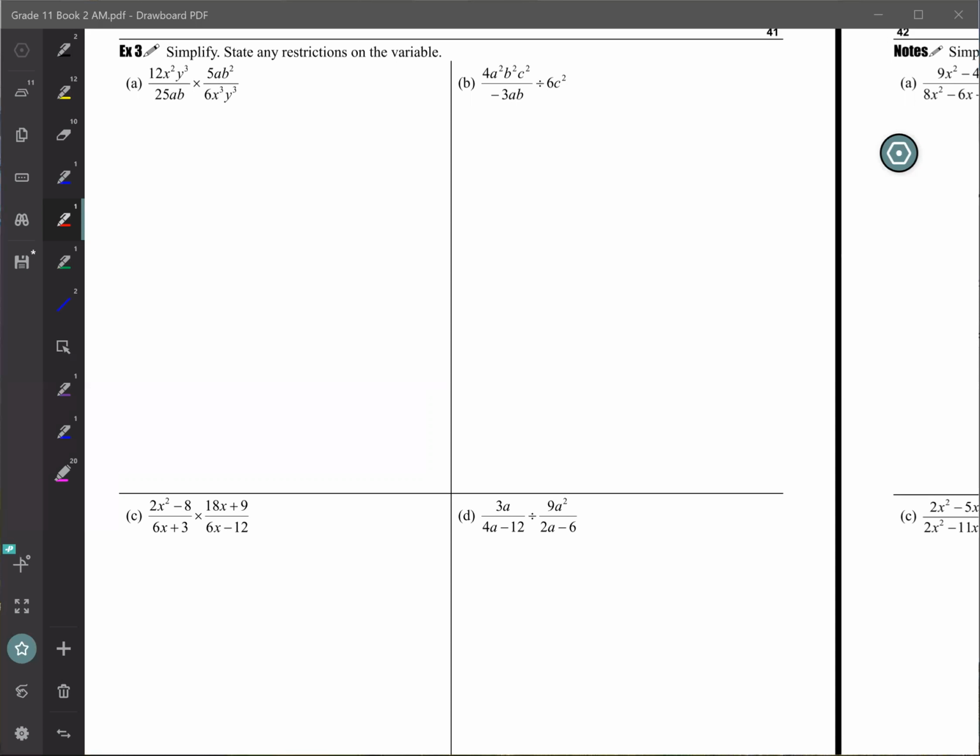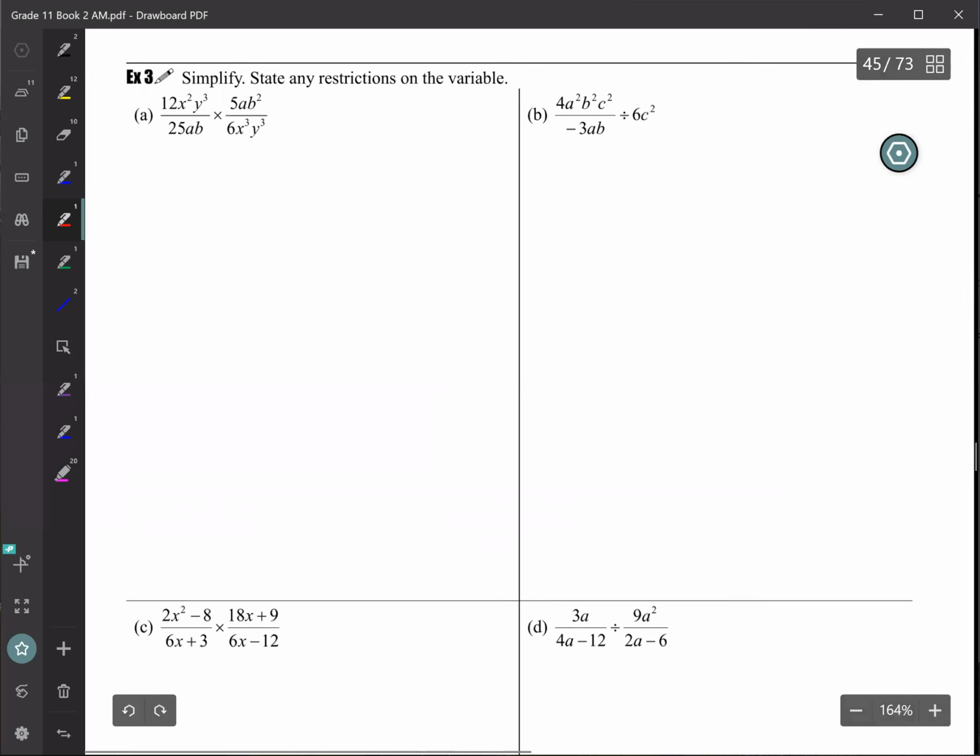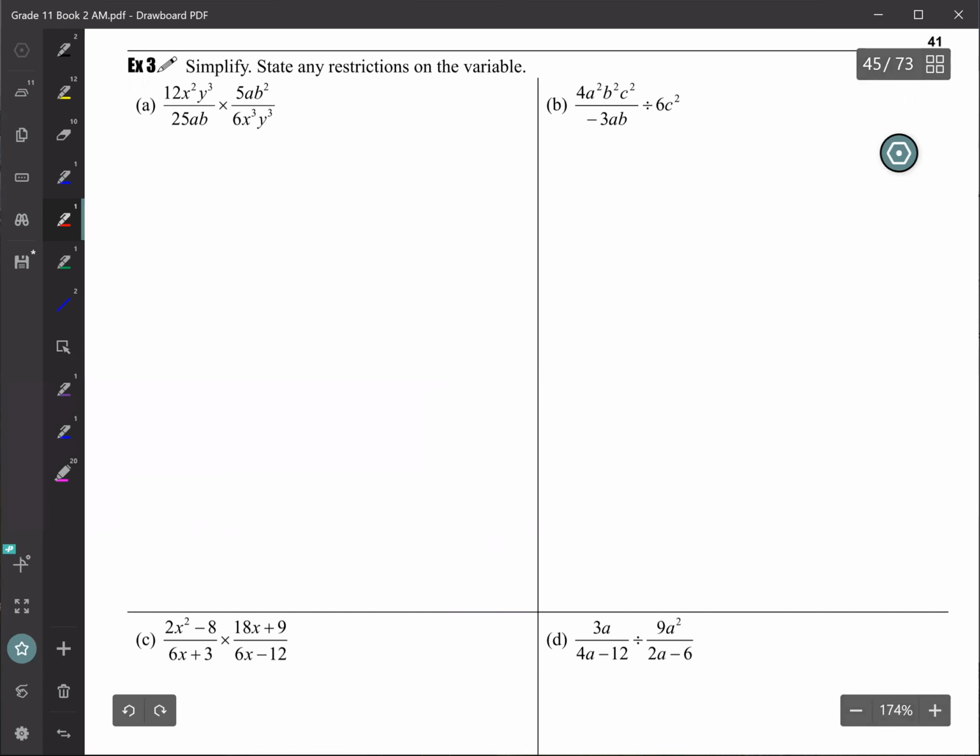Okay, for question A, what is the final expression, Aaron? 2b over 5x. Okay. Colin, what's the restriction for A? A, B, X, and Y cannot equal 0. Okay.